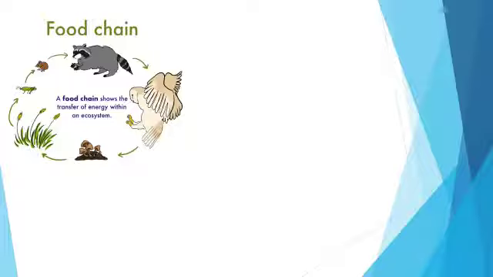What is a food chain? A food chain shows the transfer of energy within an ecosystem. When one organism is eaten by another, most of the energy is lost, and a little bit gets transferred to the consumer. The first link in the chain goes to the producers, like plants. They use energy from sunlight to make their own food and grow. Consumers get their energy from the food they eat.